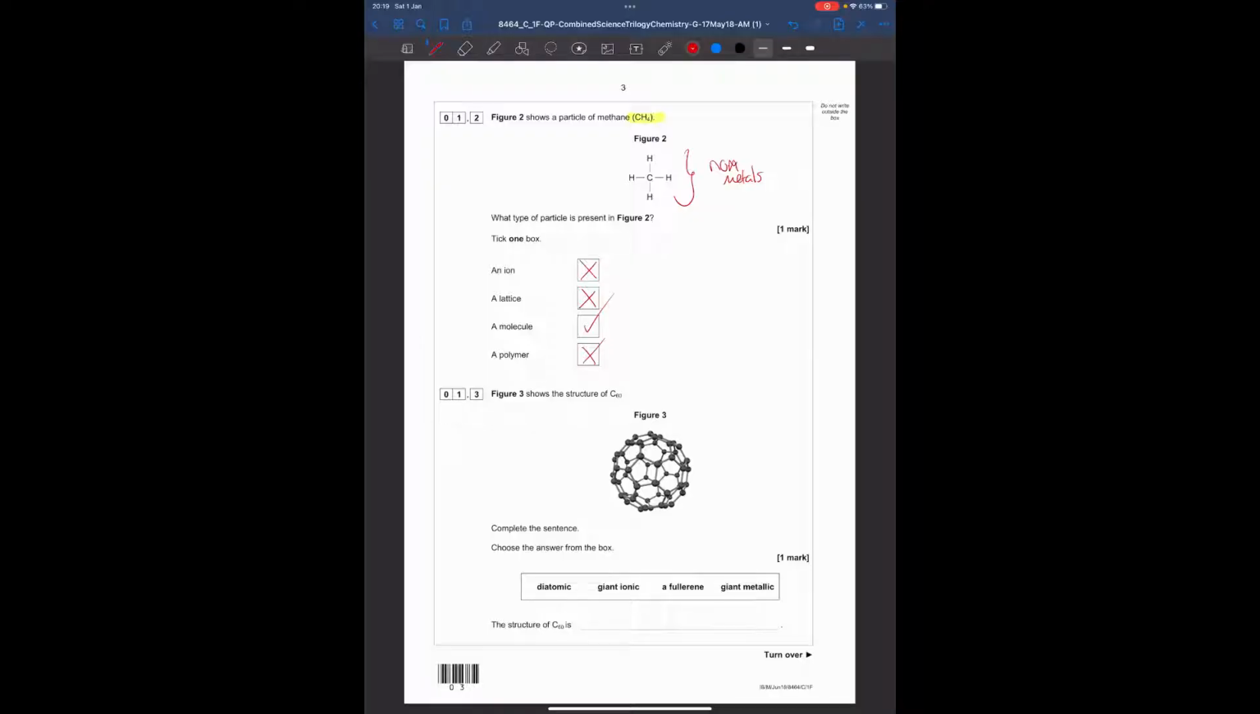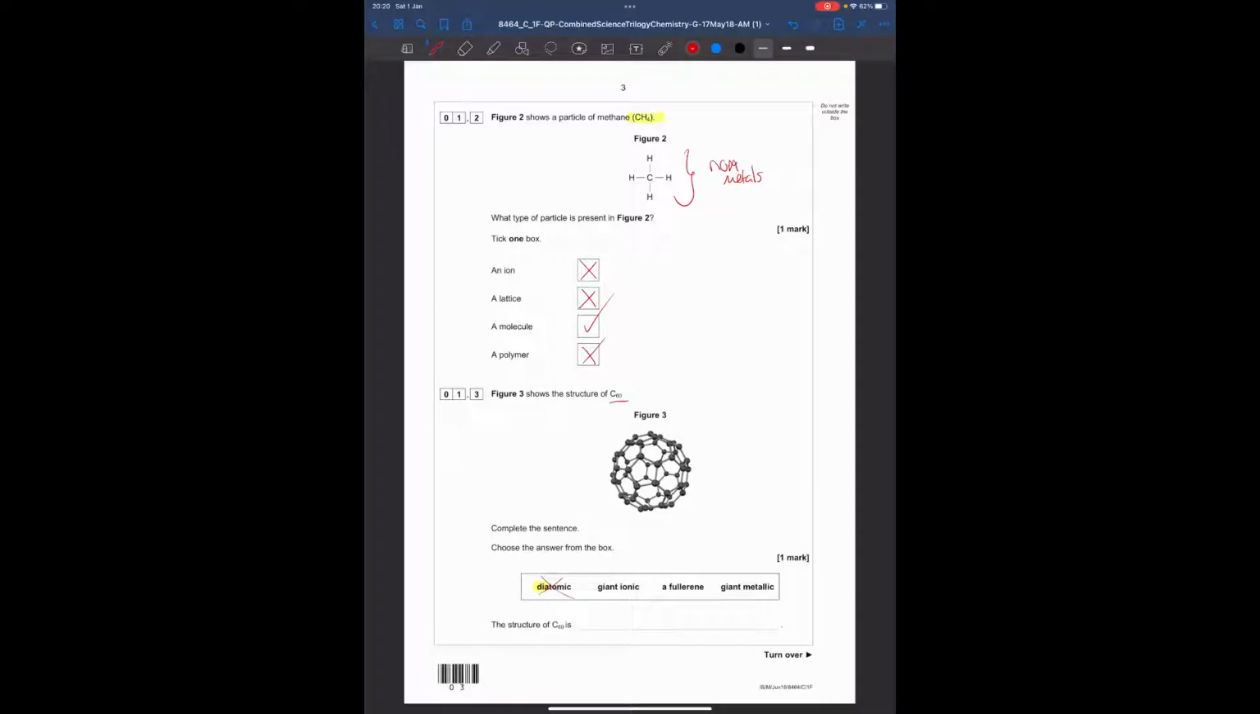Figure 3 shows the structure of C60. Okay, complete the sentence. And you've got these 4 words here. The structure of C60 is one of these 4 words. If we go through them, diatomic means you would have 2 atoms. Okay, tri meaning 3, di meaning 2. There's more than 2 atoms here, so it's not diatomic.